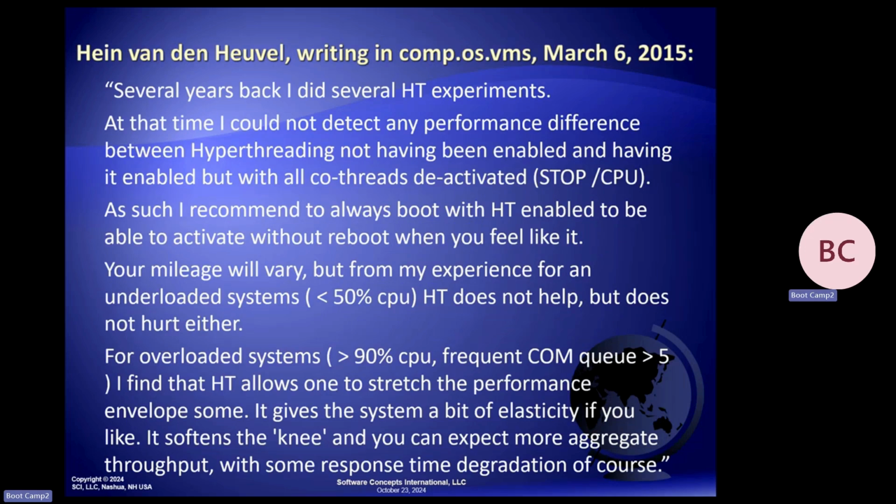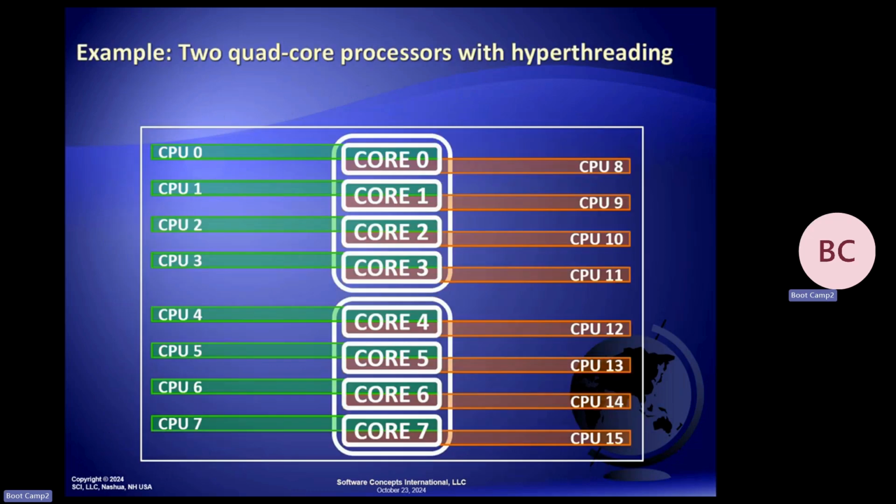All right, this is Hein van den Heuvel. He's not here this week, unfortunately, I'm told, but I've learned a lot from him over the years. He was writing in the comp.os.vms news group a little while back, and he said he did some experiments with hyperthreading. This would have been earlier Itanium times than the latest processors. He said, at the time, I could not detect any performance difference between hyperthreading not having been enabled and having it enabled, but with all co-threads deactivated using stop CPU. Robin Eulenstein did some tests, and it was about 1% difference. So it's pretty close. As such, I recommend to always boot with hyperthreads enabled.